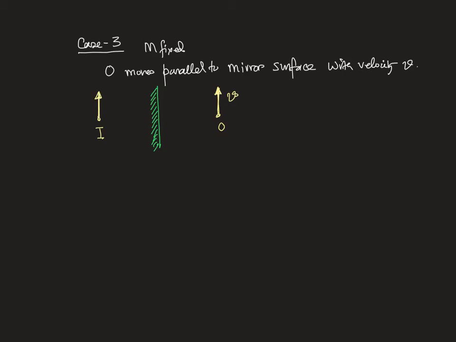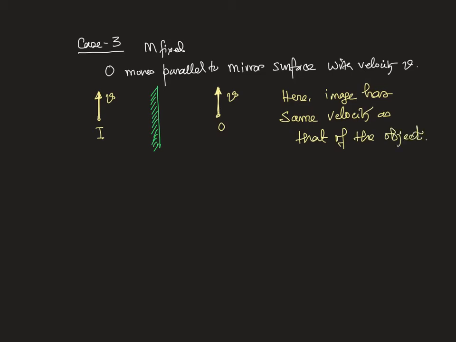Same speed, same velocity. So here the image has the same velocity as that of the object. Okay. Image has the same velocity as that of the object. Case 3 clear. एकदम.